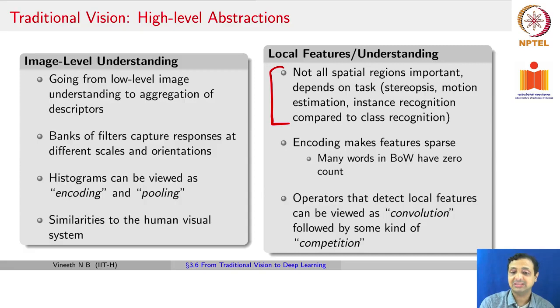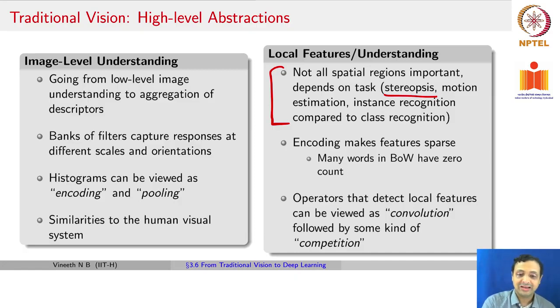So it depends on the task. Stereopsis is about detecting depth in images, if you want to estimate motion, or if you want to recognize an instance of an object rather than just recognize a class in an image. It depends as to whether a local region matters or the full image matters.